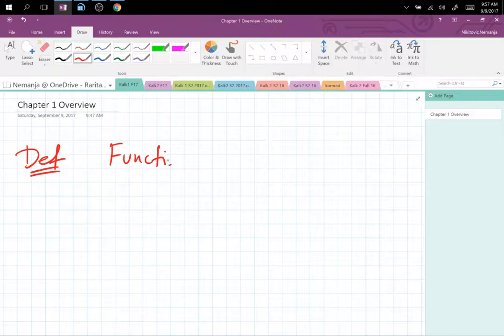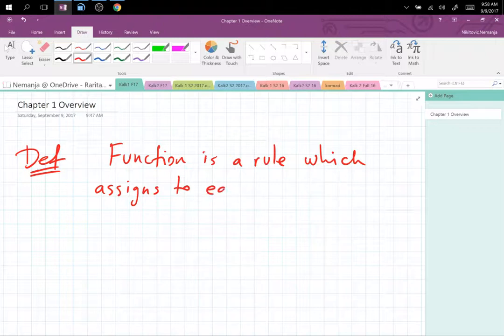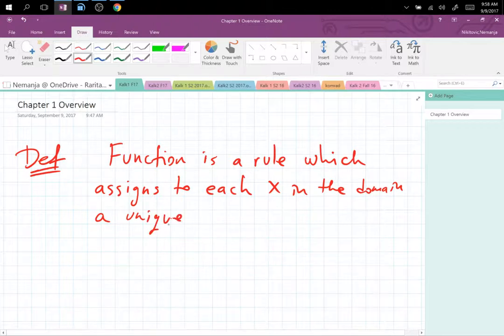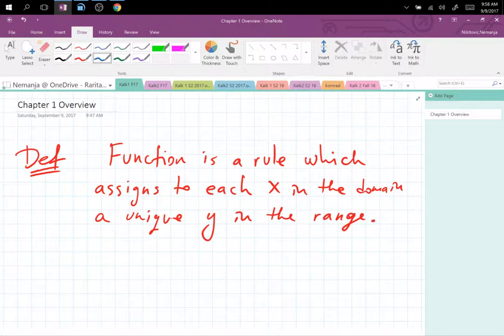A function is a rule which assigns to each x in the domain a unique y in the range. The important words are rule, domain, range, and the word unique.